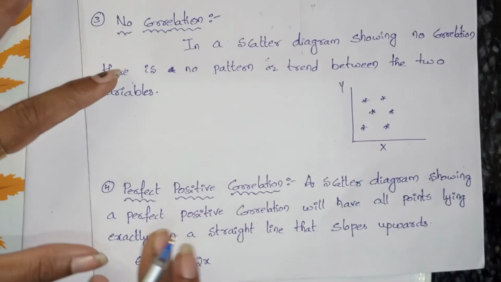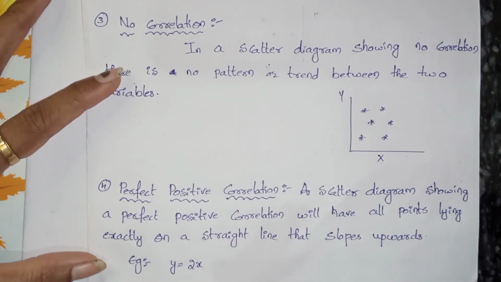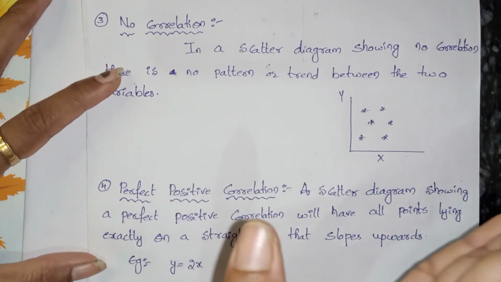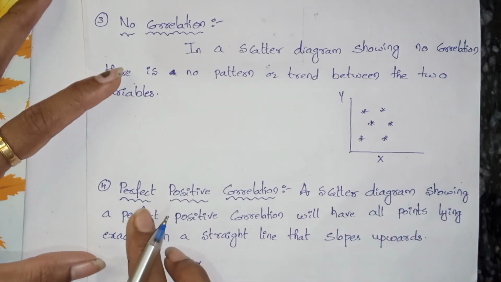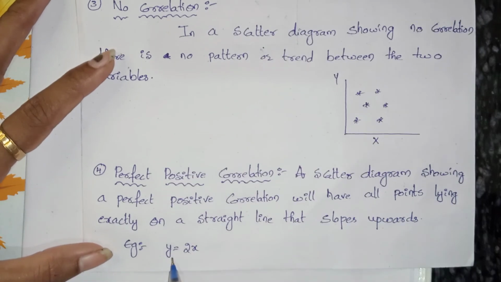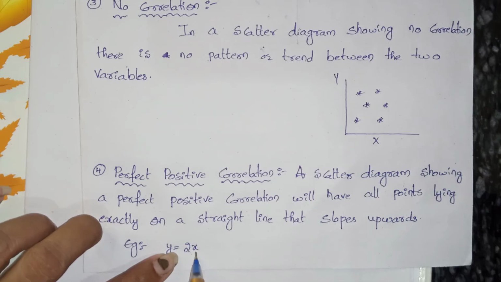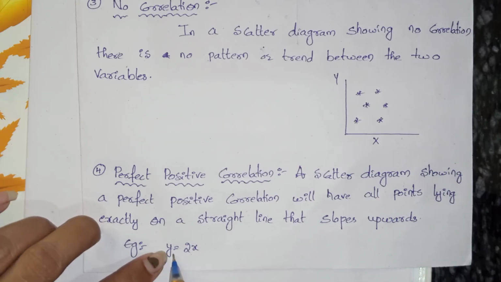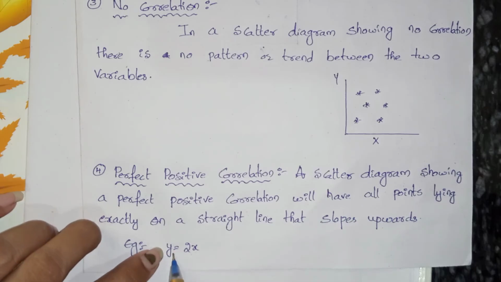But here, if you take perfectly positive correlation, the observations should follow a straight line. Exactly, they have to be in a straight line, no up and down. So that is called perfect positive. Mathematically it is represented like y equals 2x. If you take x value 1, then y value is 2. If you take x value 2, y value is 4.